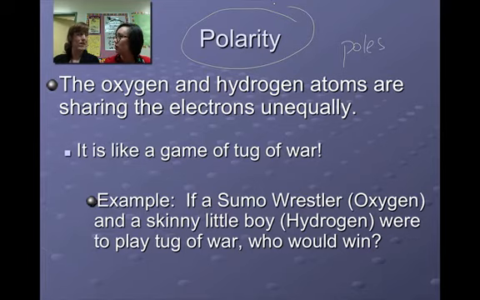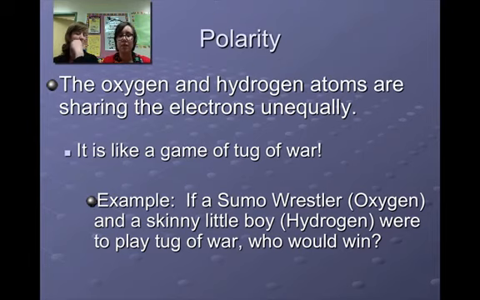Hint, hint. Got it. So what analogy could you give me if I was still struggling with this idea of oxygen being electronegative and the hydrogens being a little weaker and oxygen bogarting? So my favorite analogy is visualizing a sumo wrestler. I might need a visual. And a skinny little boy. Could you give me a visual maybe on that?